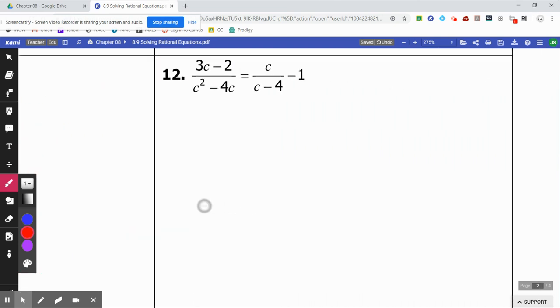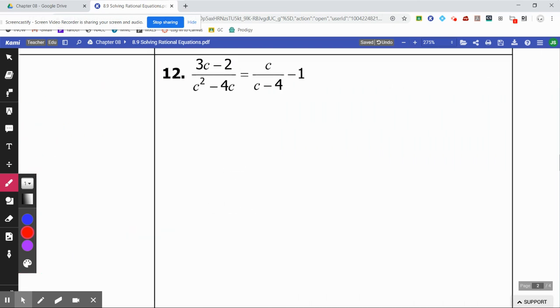Number 12. Always factor before you begin. So 3c minus 2 on top. You don't really have to worry about factoring the tops, but you have a c times c minus 4 on that denominator, equals c over c minus 4, which will not factor. And you have minus 1 over 1.